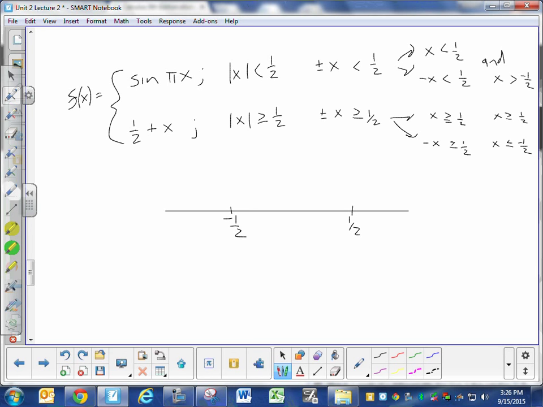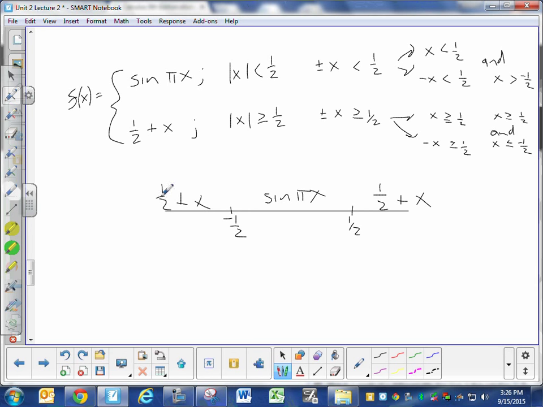And it's going to be good to use a number line here to help you out. Because when x is less than 1/2 and bigger than -1/2, that's right here. And we're going to be using the sine of pi x right there. And then for this one, when x is bigger than or equal to 1/2 or x is less than or equal to -1/2, we're going to be using 1/2 plus x.